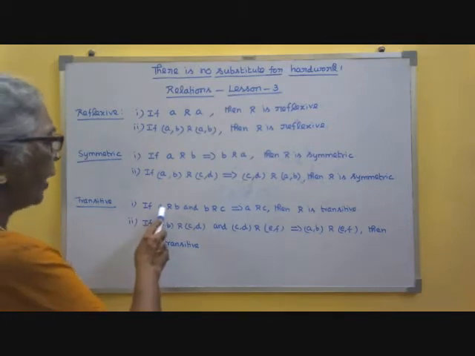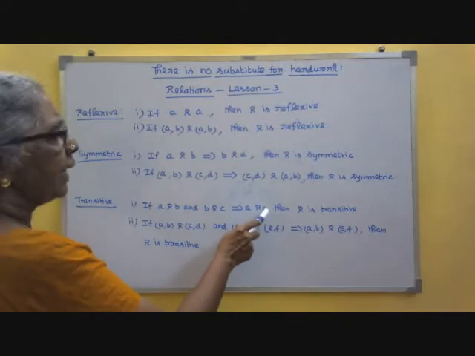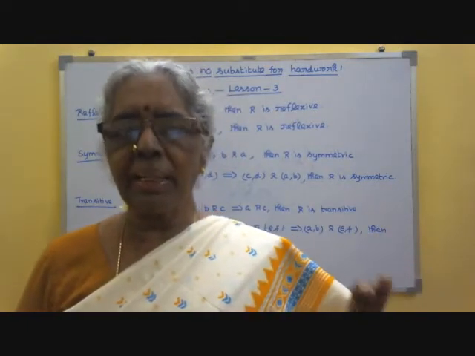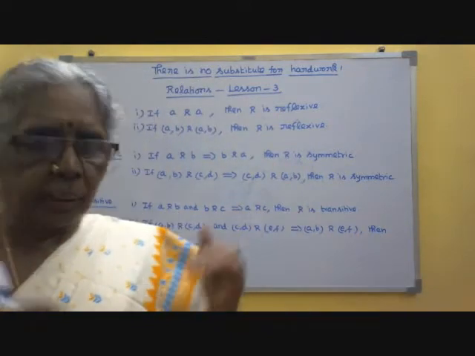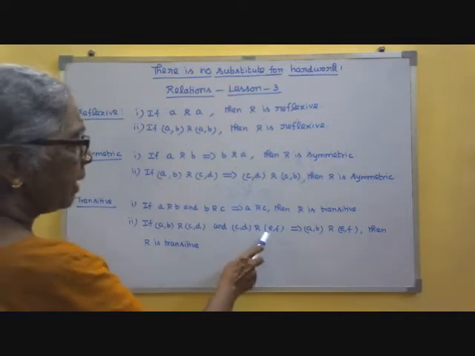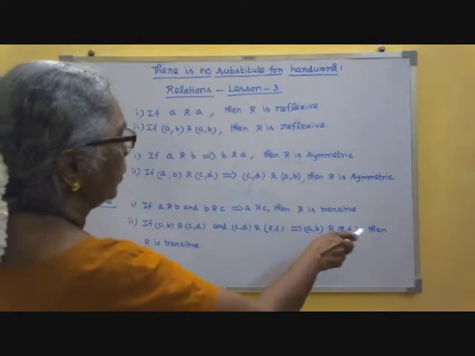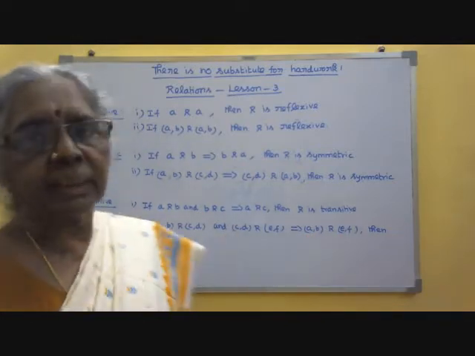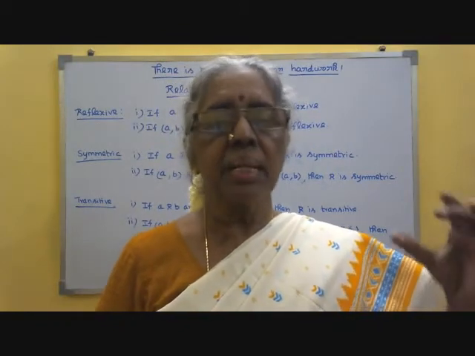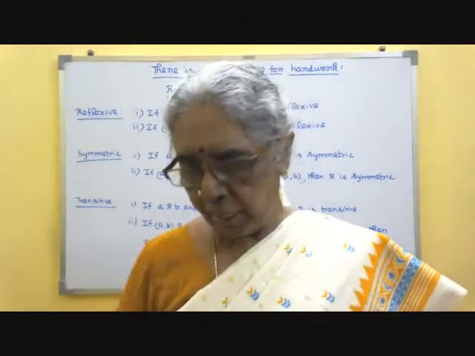Here, if A related to B and B related to C implies A related to C, then R is transitive. This you have to write if the given element is a single element. If it is an ordered pair, if A comma B related to C comma D and C comma D related to E comma F, that implies A comma B related to E comma F, then R is transitive. Are you clear about how to write the definitions for reflexive, symmetric and transitive if the given element is a single one or an ordered pair?